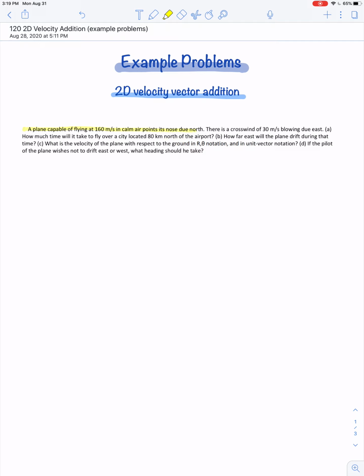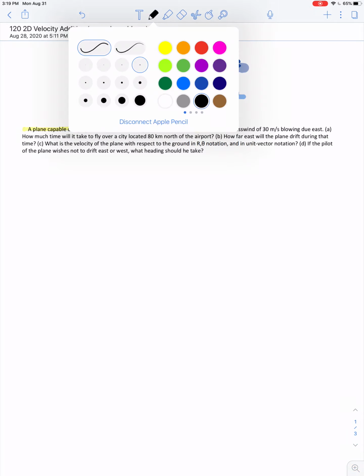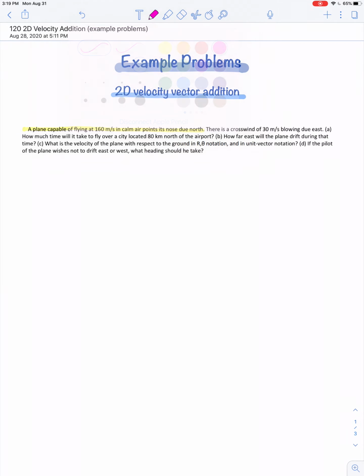and it points its nose due north. So by stating how fast it can go in calm air, what we're really saying is the 160 meters per second is going to be the velocity of the plane with respect to the air. But at the same time, there's going to be some velocity of the air with respect to the Earth. So that's described here. There's a crosswind of 30 meters per second blowing due east.